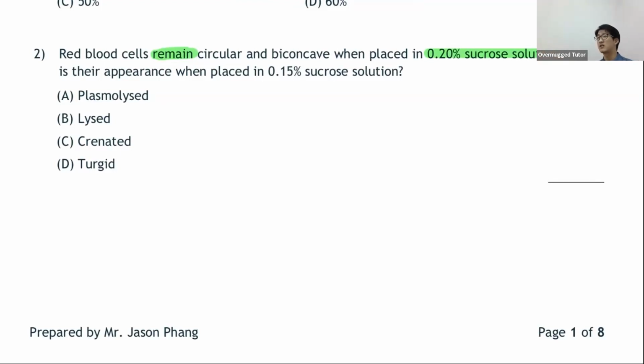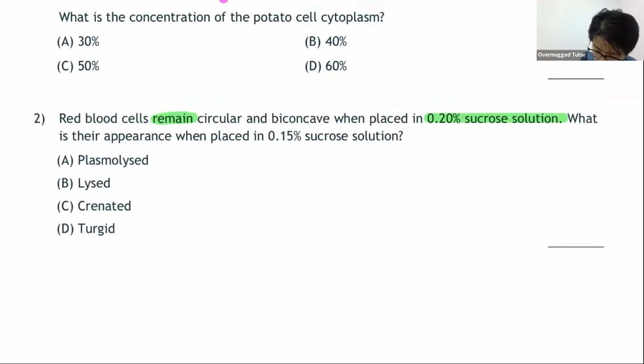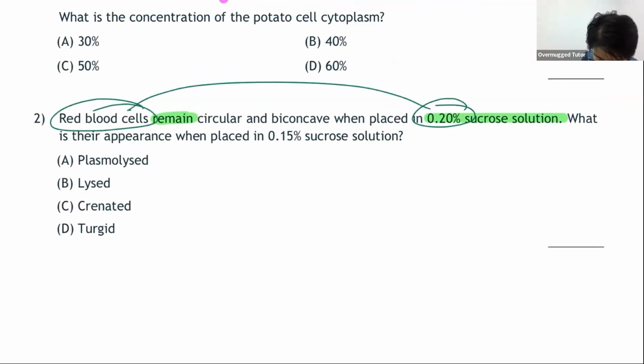Water, yes, no net movement of water. So therefore, the red blood cell is also at the same concentration as the 0.2 sucrose solution. Okay? Alright. So if 0.2 is the same concentration, now, if I place it in a 0.15, 0.15 compared to 0.2, is it more concentrated or dilute?